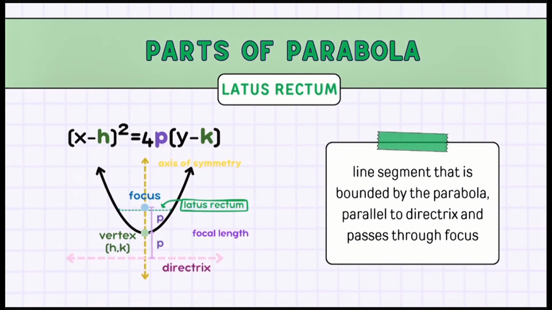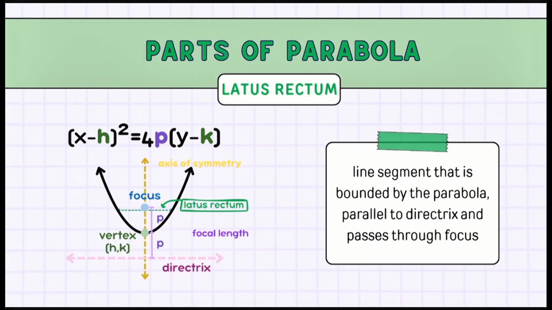Lastly, we have the latus rectum. The latus rectum is a line segment that is bounded by the parabola, parallel to the directrix, and passes through the focus. The latus rectum is important because it will help us to determine how wide or thin our parabola will be.